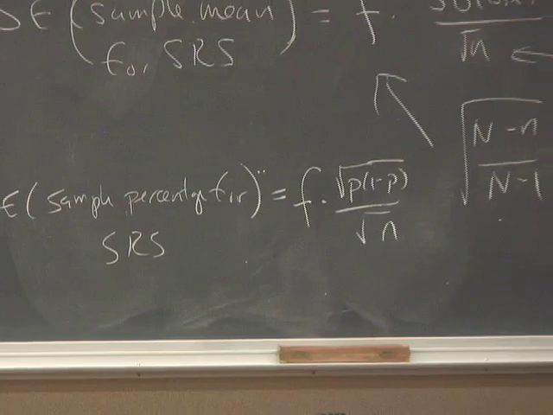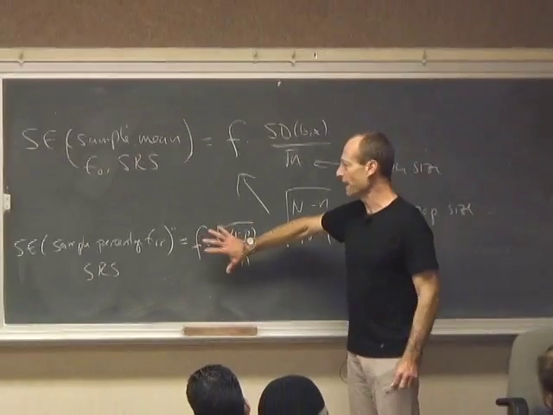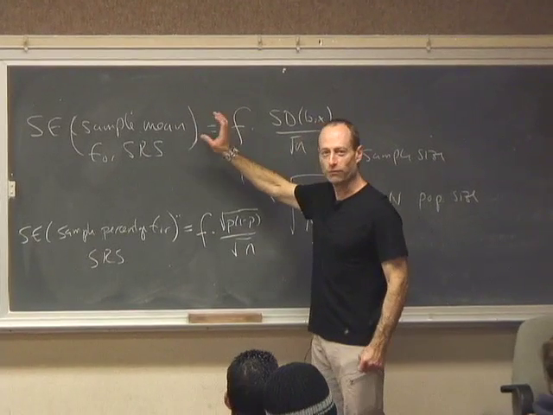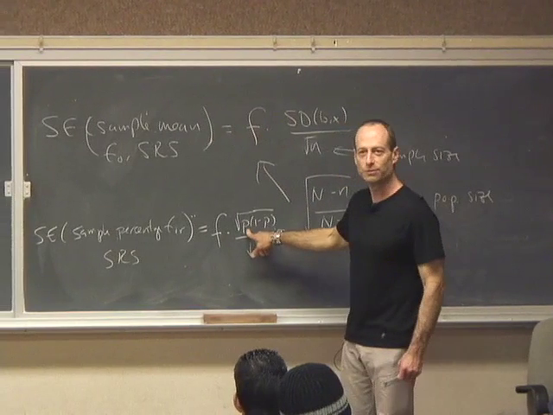Okay, so this is the special case that the population we're drawing from only contains 0s and 1s. And so p is the fraction of 1s, the proportion of 1s.